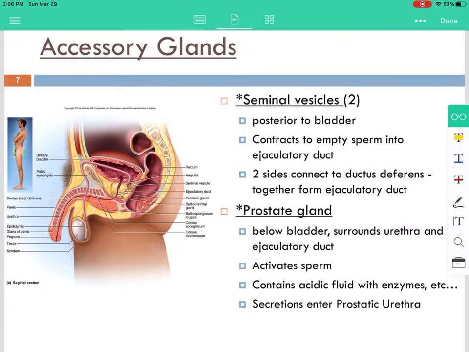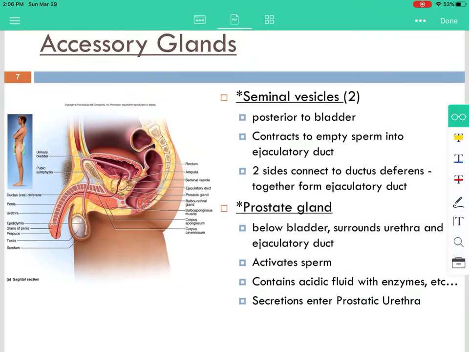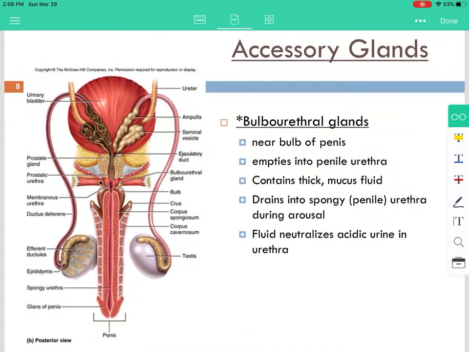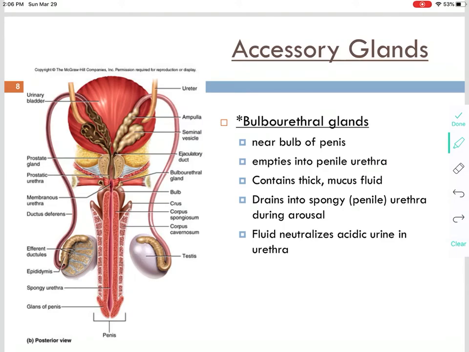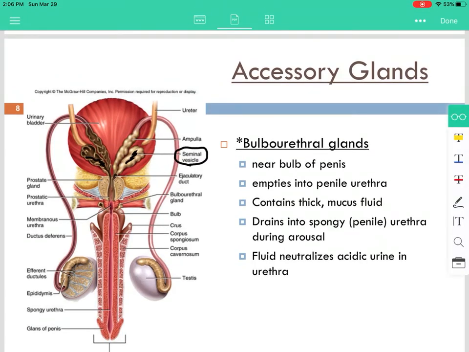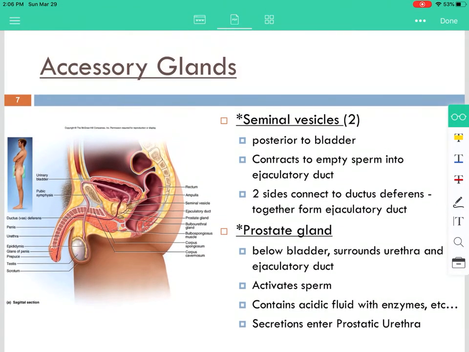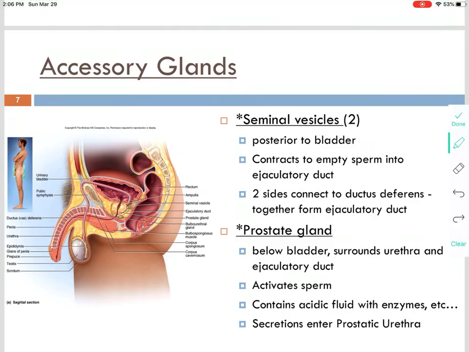Let's talk about those glands. We have 3 of them. Seminal vesicles. These are pretty large. Let's go back to this view. The seminal vesicles are these big ones up here. There's one on this side and one on this side. This is going to be the first gland that the sperm travels through.